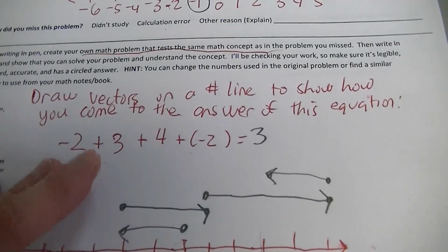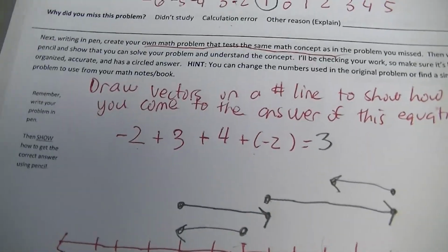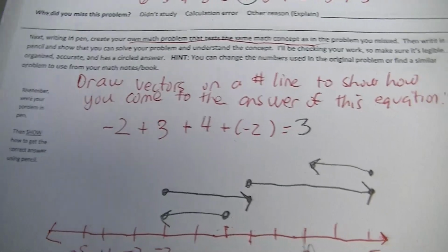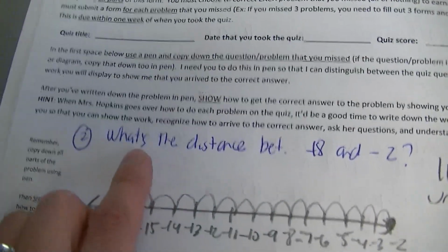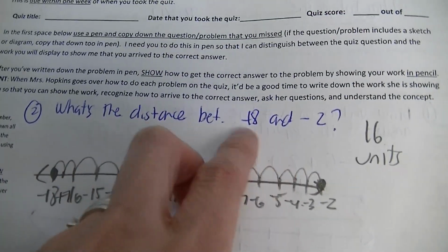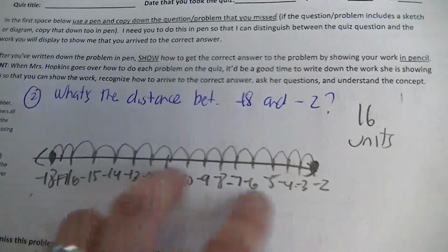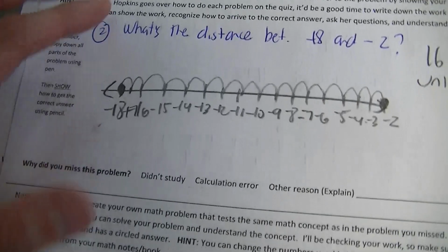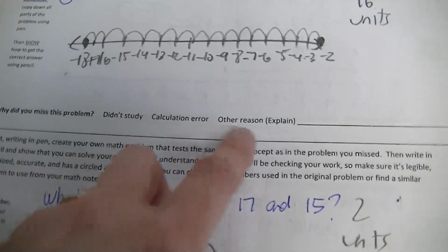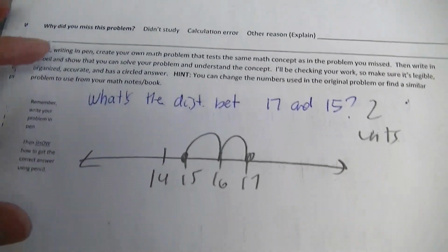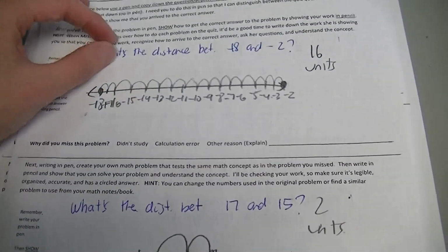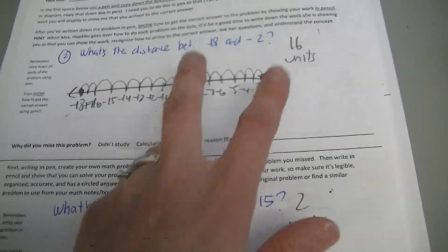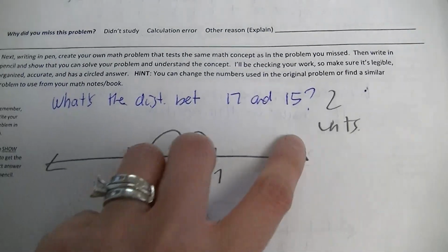So if you missed number 2 on the quiz, our first quiz that we took, here's what I did. I copied the question in pen right up here, and using pencil I showed how I would get the correct answer. And for this bottom part, don't forget to circle which one and why you missed it. Then for this bottom part right here, I made a similar problem. All I did was change around some numbers.